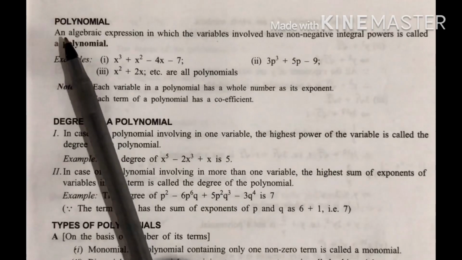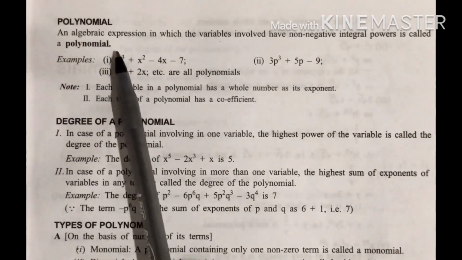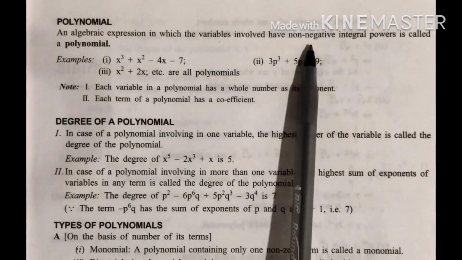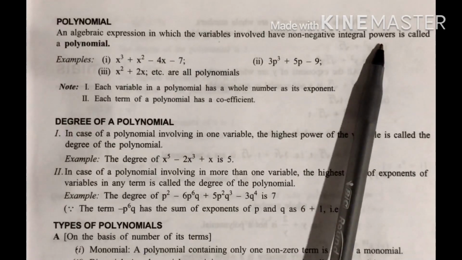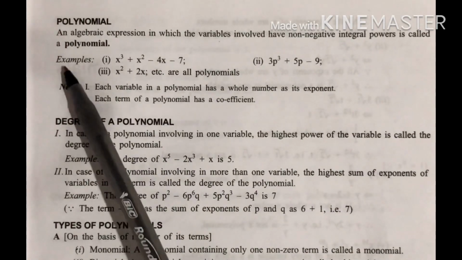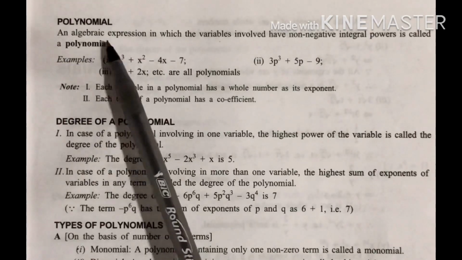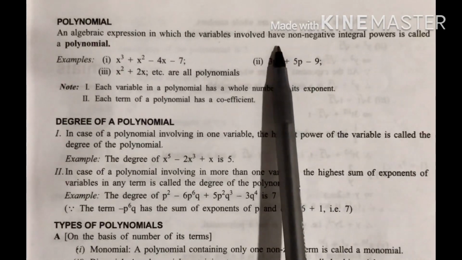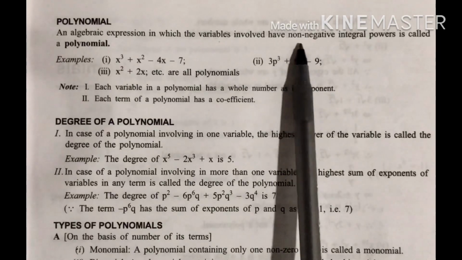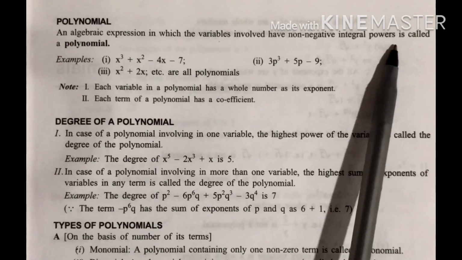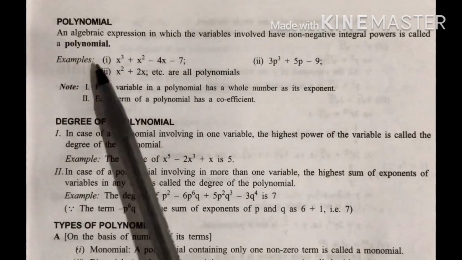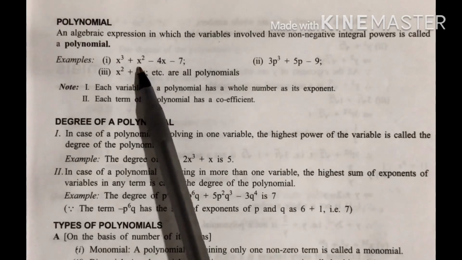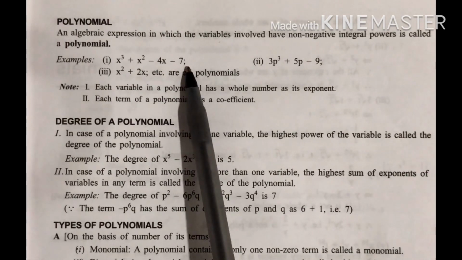Polynomial: an algebraic expression in which the variables involved have non-negative integral powers is called a polynomial. So in an algebraic expression, whichever variables are there, if they all have non-negative integral powers, then it is called a polynomial. For example, first one, x³ + x² - 4x - 7.